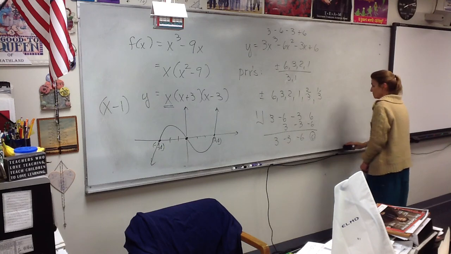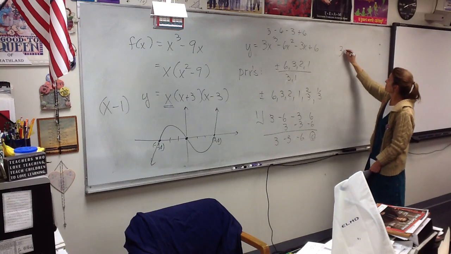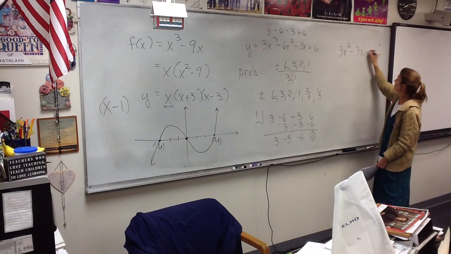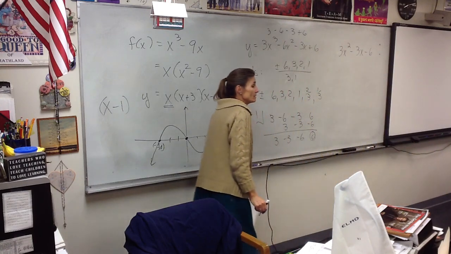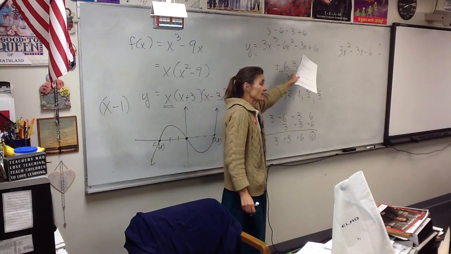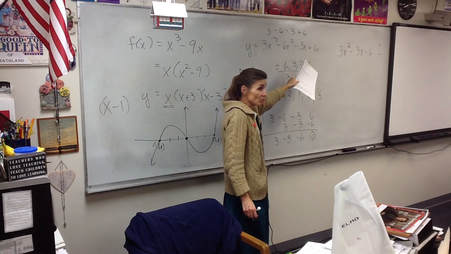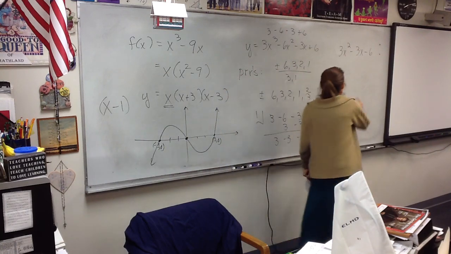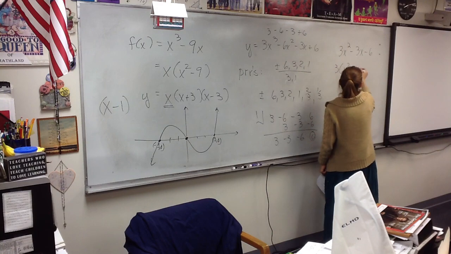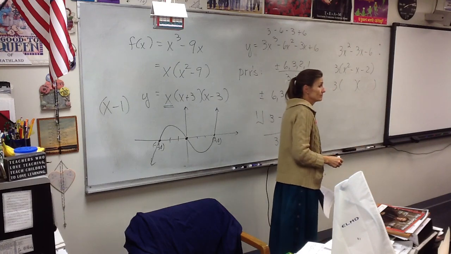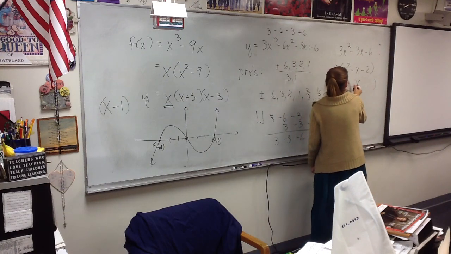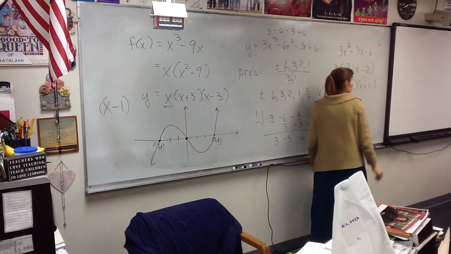Now, what's left? 3x squared minus 3x minus 6. And I need to factor it. Now, the first thing my beady little eyes notice is I can take a 3 out. I'm going to do that. Now, does this leftover stuff factor? Yes. x minus 2 times x plus 1.